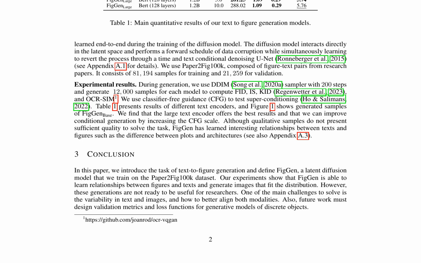The paper concludes that while FigGen can learn relationships between figures and texts and generate images that fit the distribution, these generations are not yet ready for practical use. The primary challenges include variability in text and images, as well as better aligning both modalities. Future work should focus on designing validation metrics and loss functions for generative models of discrete objects.